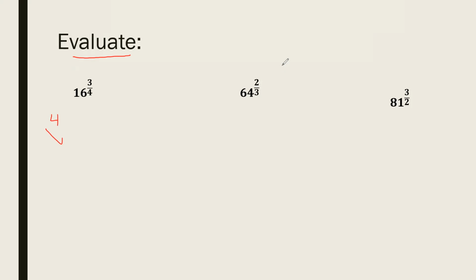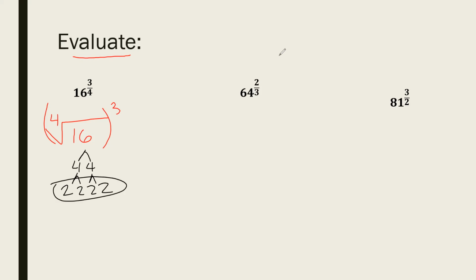16 to the 3/4 is going to have the denominator become the index, the base become the radicand, and the numerator become the power, the exponent. So I can rewrite 16 to the 3/4 as the 4th root of 16 to the 3rd. And we know that we can break down what the 4th root of 16 is. 16 is 4 times 4. And since it's a 4th root, I need groups of 2. So I'm going to keep breaking down. And what do you know? 2 times 2 times 2 times 2 is 16. So the 4th root of 16 is actually equal to 2.